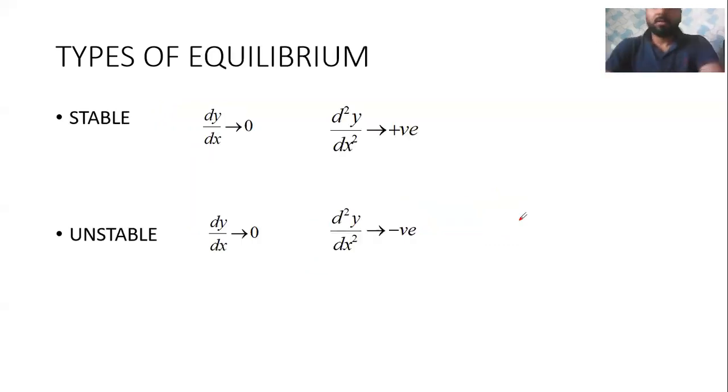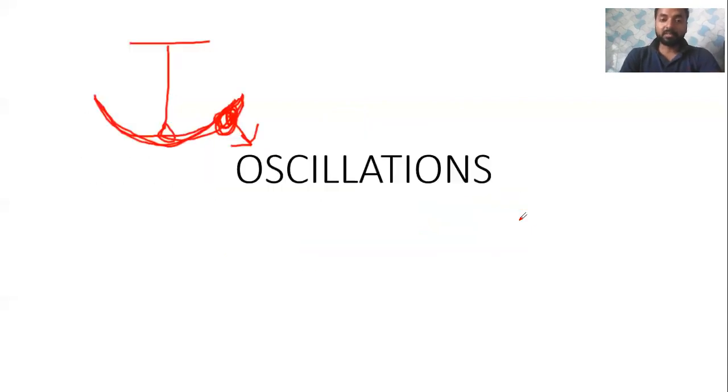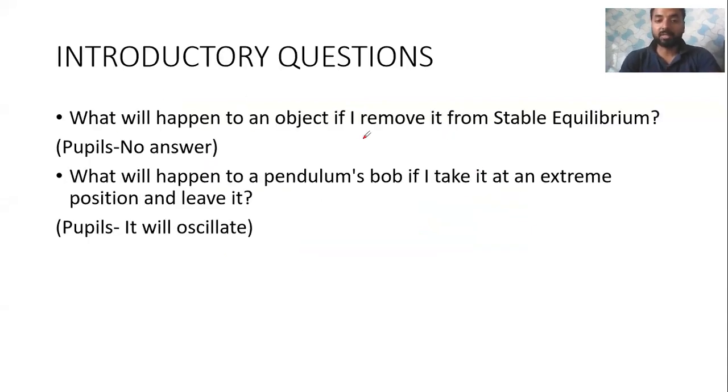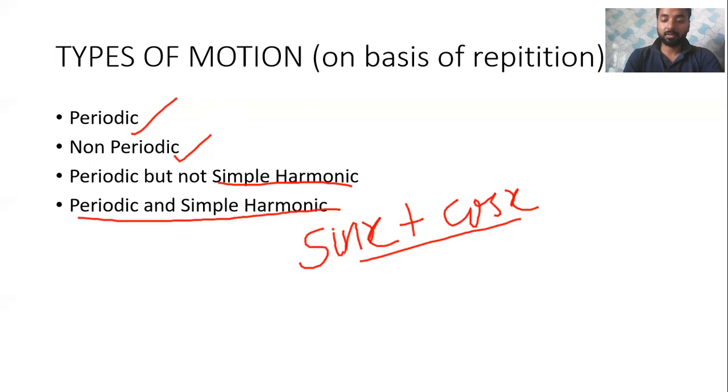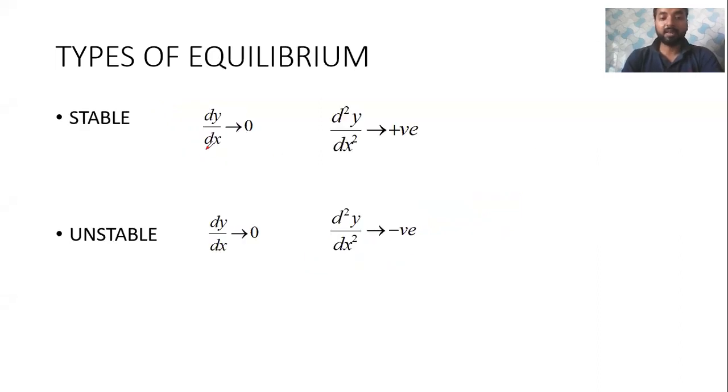Now, the first slide which I showed you, the first question which I asked: what will happen to an object if I remove it from stable equilibrium? Now I'm going to tell you what this stable equilibrium is. Now see, dy by dx is 0. Forget the mathematics. Let me give you a simpler example.